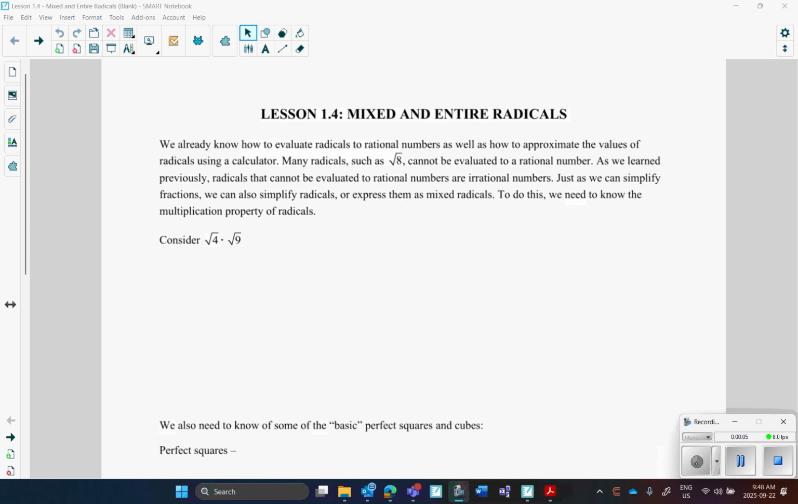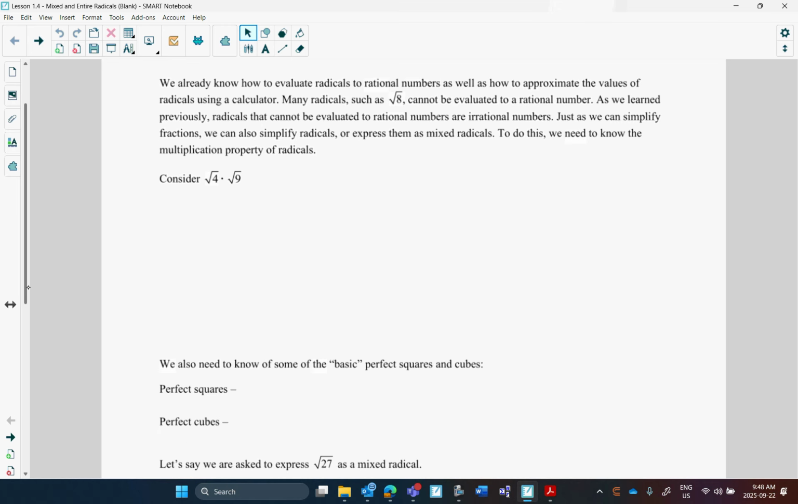So we're going to continue with radicals. Remember, a radical is something like a square root, or a cube root, or a fourth root, or we can keep going, but we're really only going to deal with square roots and cube roots.